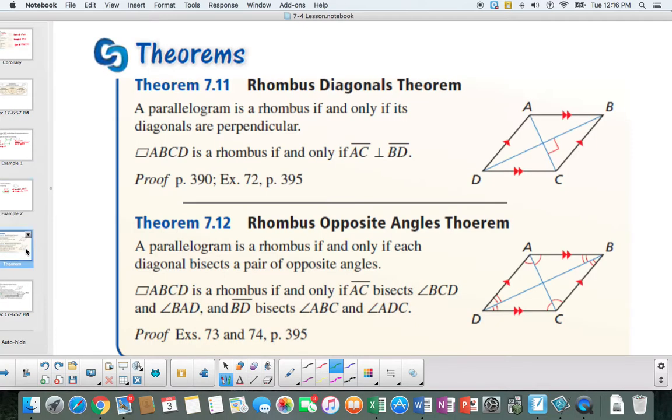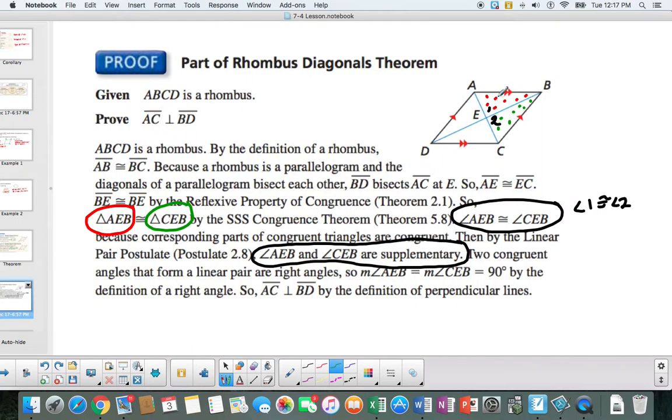Here are some interesting characteristics about a rhombus. One is that the diagonals are perpendicular, and another one is that diagonals bisect opposite angles, so they cut these angles in half. Let's take a look at a proof for this first one. I'm going to look at the red triangle and the green triangle. Now I know that this is a rhombus, so all the sides are the same. So AB will be congruent to BC, and that'll be a side. I also have AE congruent to EC right here, that's a side, and that's because diagonals bisect each other.